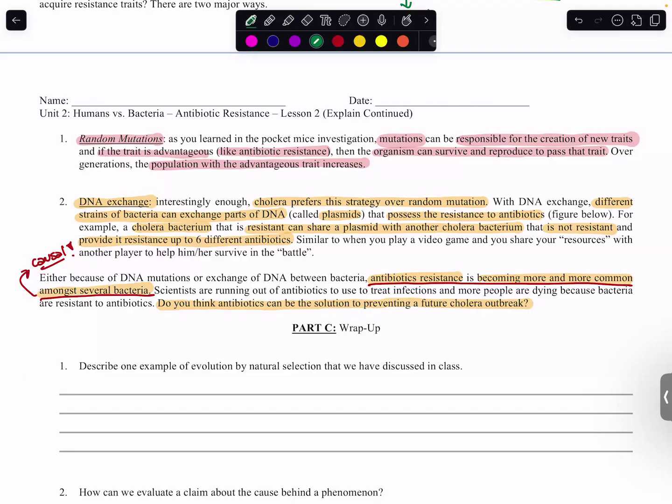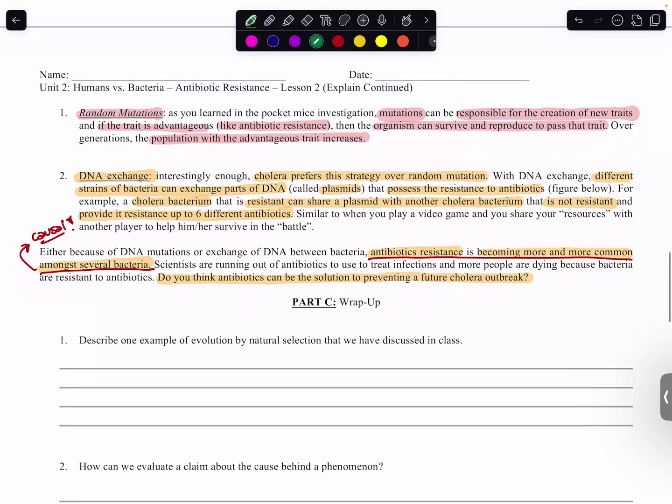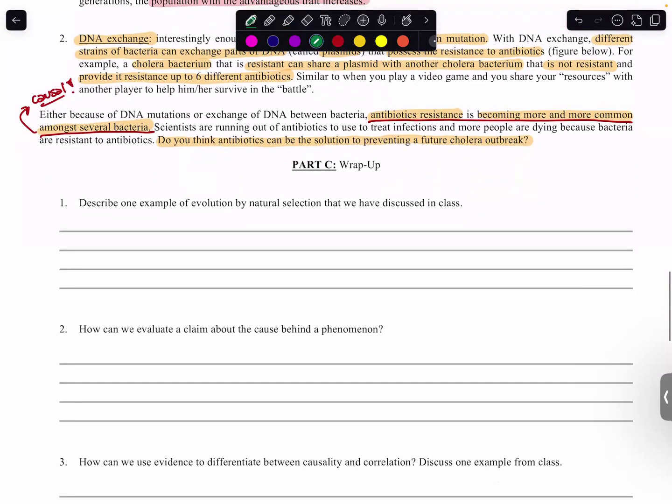So let's wrap up. Number one says, describe one example of evolution by natural selection that we have discussed in class. And you guessed it, I'm going to leave that one up to you. We've discussed several ways of evolution by natural selection in class. Think about the simulating a bacterial infection investigation, the caves one, all of that kind of stuff.